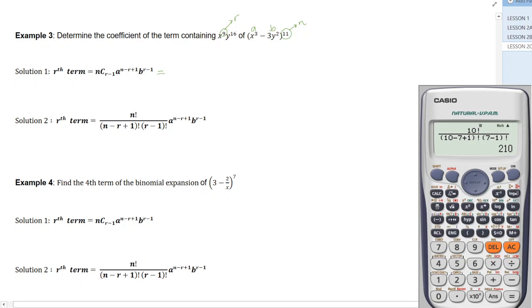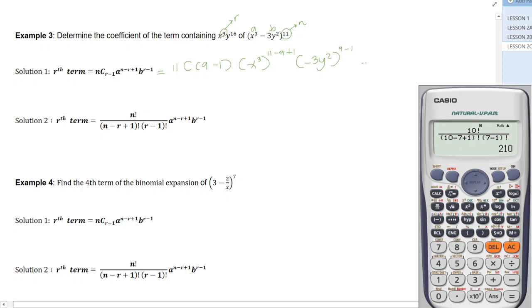So our requirement is the coefficient. For your N, that is already your 11. And then combination of 9, of course, 9 minus 1 already. So that is 9 minus 1, multiplied by your A, which is x cubed, raised to 11 minus R, which is 9 plus 1, multiplied by negative 3y squared raised to r, that is 9 minus 1.